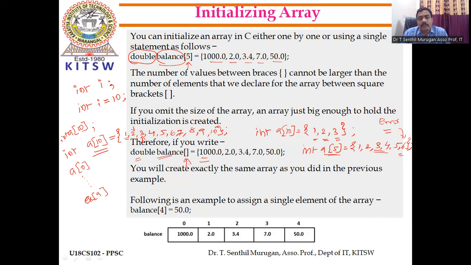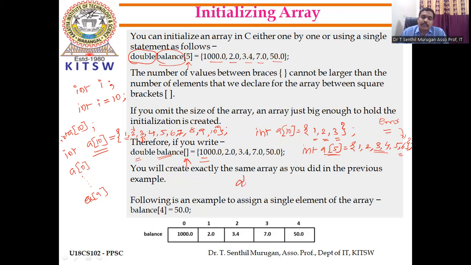Here you have not mentioned the size, but you have initialized the values. However many values you give, that much size it will take. For example, 1, 2, 3, 4, 5 means balance of 5. The compiler will understand that 5 is the maximum size of the array. Okay, if you do not give the size, you must give the values.